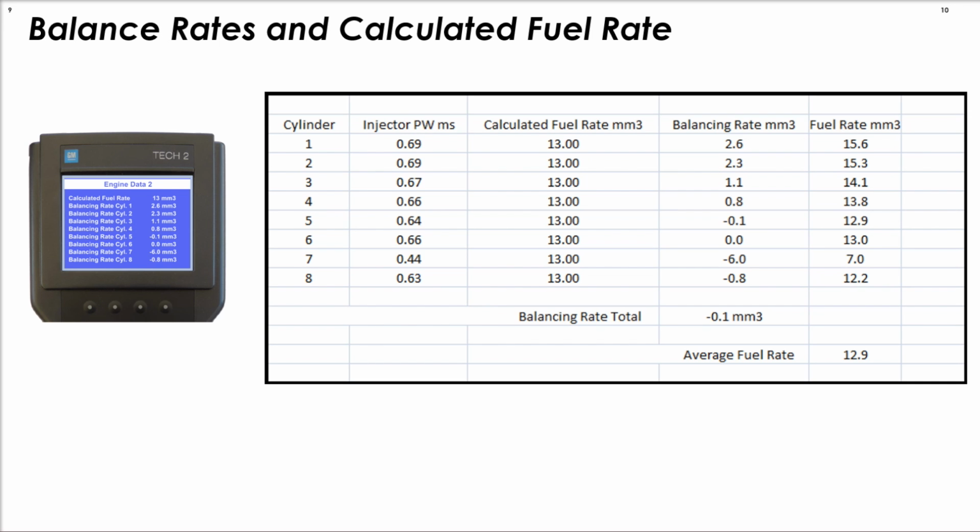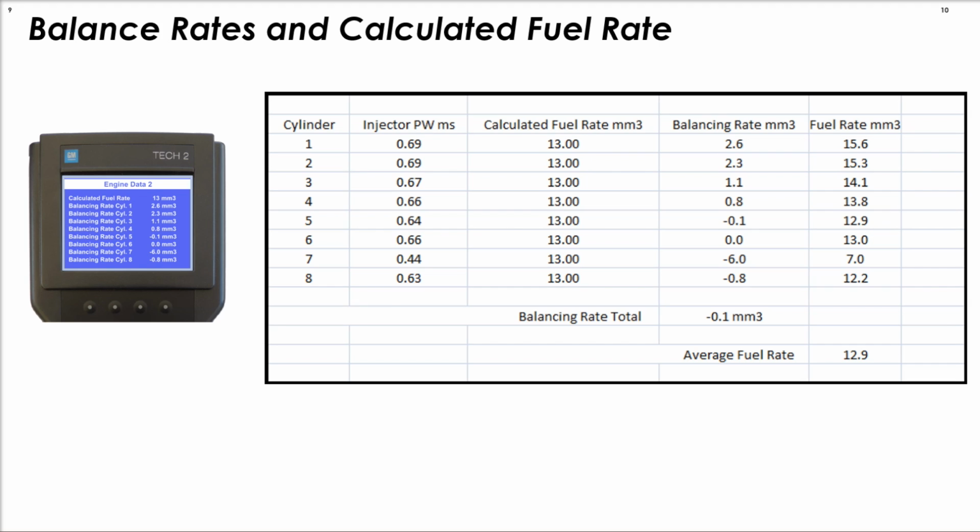Let's look at the fuel and balance rate numbers from a real truck. Each fuel injector is being supplied with a calculated fuel rate of 13 cubic millimeters. If we add the balancing rate to that number, we get the actual fuel rate to the injector. If a fuel injector is operating properly, then the fuel rate in park ought to be between 4 and 6 cubic millimeters. If we diagnose the fuel injectors based only on the balance rate, it would indicate that there is only one bad injector, number 7.